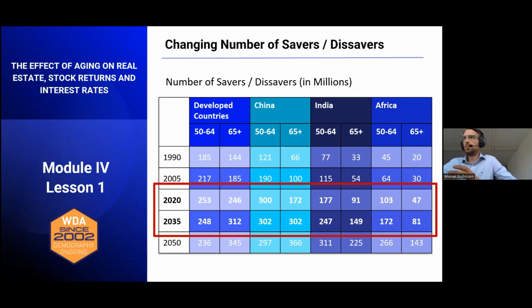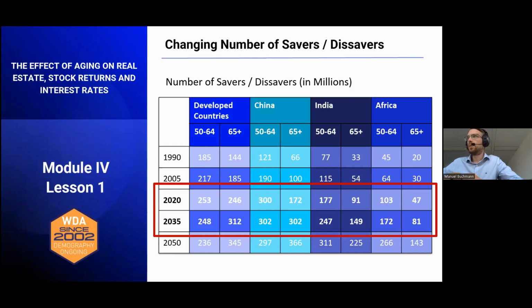If we look at the rest of the world, we also see aging. We see in India today 177 million savers, 91 million savers. We see mainly a growth. Particularly, we see many more savers, but also more savers. Effects will be different in India. There is not this big shift from saving to saving yet, but it is on the horizon if you have a longer perspective.